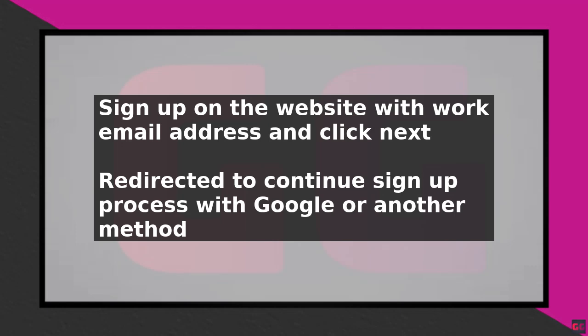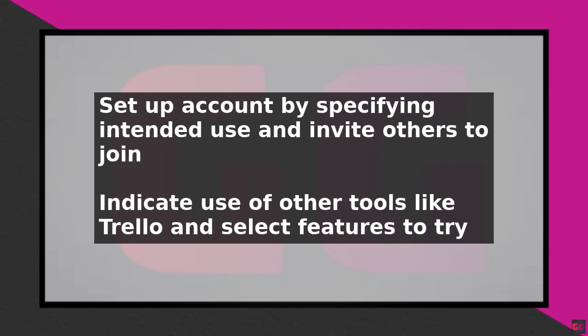Then click Next. You will be redirected to continue your sign-up process, where you can choose to continue with Google or another method. After confirming, you'll be asked to set up your account by specifying your intended use, such as personal or work-related. You can then invite others to join, and indicate if you use other tools like Trello.